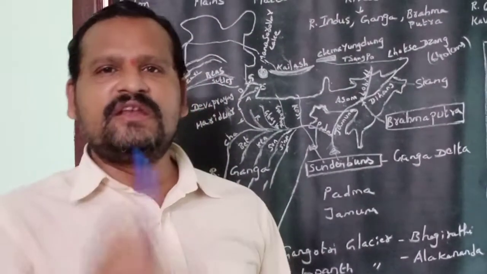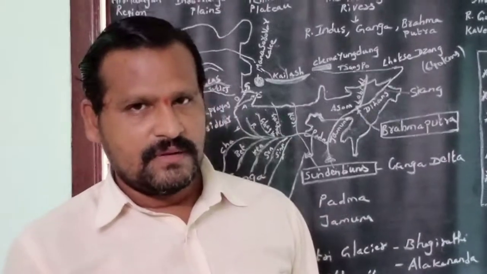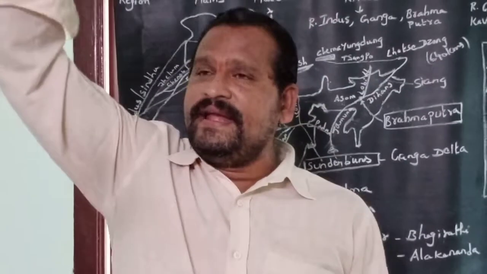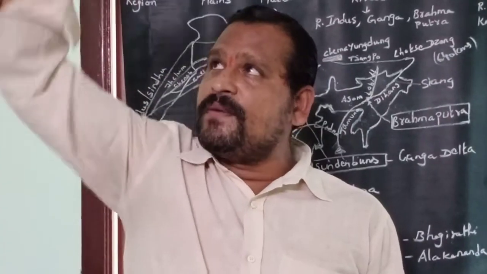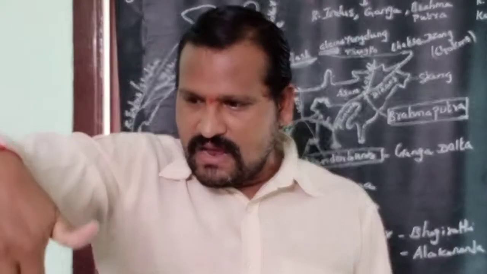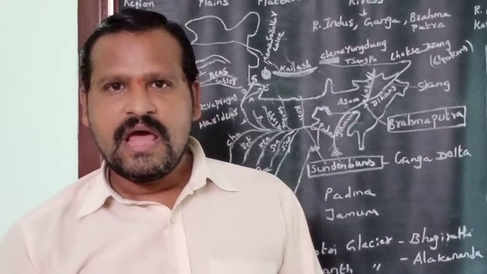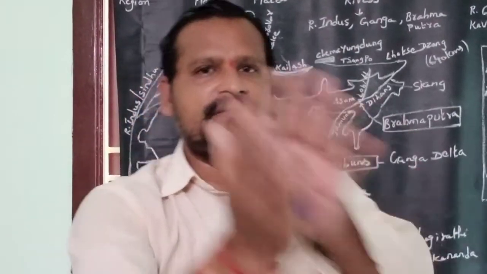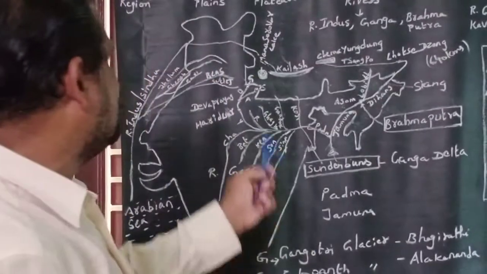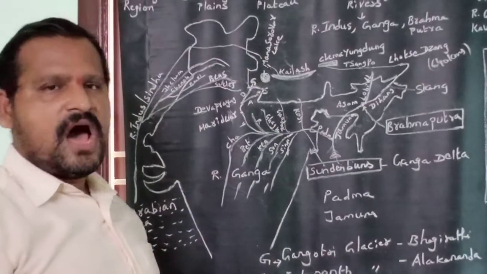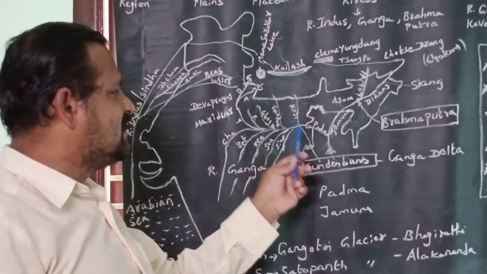First, the Himalayan rivers flow parallel to the axis of Himalayan mountain. Then they take a bend towards the south. They cut through the mountains and later they enter the North Indian plains. After entering North Indian plains, at last they reach the sea.